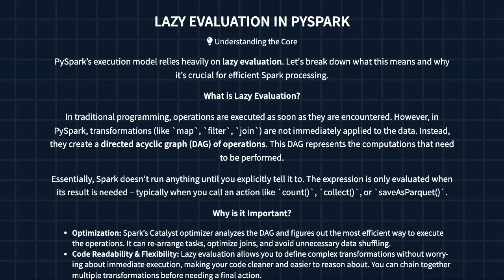Okay, let's talk about lazy evaluation in PySpark. It's a really important concept for understanding how Spark works efficiently. Basically, when you write transformations like map or filter, PySpark doesn't immediately process your data. Instead, it builds this visual plan, a DAG, of all the operations you want to perform. It holds off on actually doing anything until you ask it to, usually with an action like count or collect. This allows Spark's optimizer to look ahead and figure out the absolute best way to process your data, saving memory and making your code more readable and flexible.